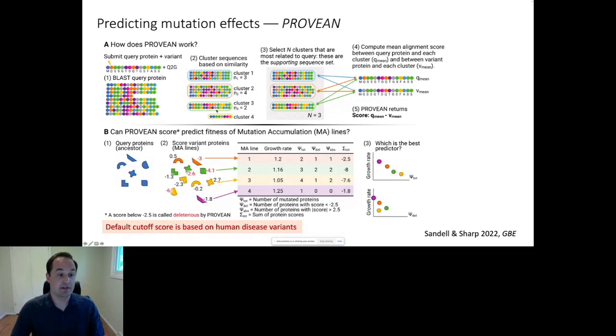And so what we're doing is taking all the variants in our lines, where we know growth rate, and we're going to see whether these Provean predictions are a good predictor of fitness, or whether some other kind of predictive approaches actually work better. And so the default cutoff for Provean is -2.5. So anything smaller than that is considered deleterious. And that cutoff score, it's important to recognize that it's based on human disease variants. This was designed to increase the power to detect human disease variants.